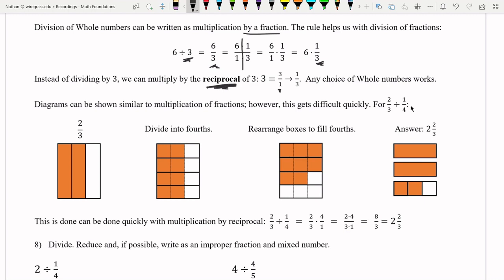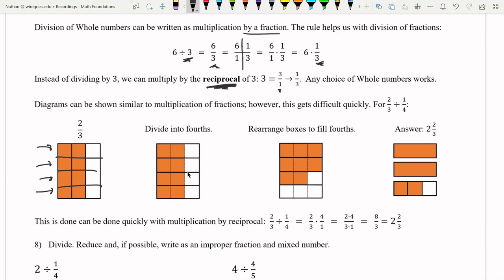So 2/3 divided by 1/4. We have, of course, the starting amount was 1, and then I cut it into 2/3 right off the bat. And now we're going to look at, ignore these lines. I'm going to cut this into fourths now. So I'm going to cut it here and then there, so that we're going to have fourths going this way: 1, 2, 3, 4 fourths.